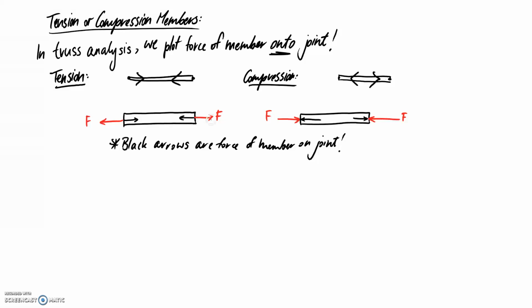If you look at this picture down here, the red arrows are probably what you generally picture in your head for a member being in tension. It's being pulled on either end. But these red arrows are the force of the joint onto the member. The black arrows, which are the ones that we're drawing for truss analysis, are the force of the member onto the joint. So that's the differentiation here. All you need to remember is that for a tension member, your arrows need to point away from the joint. For a compression member, your arrows need to point onto the joint.